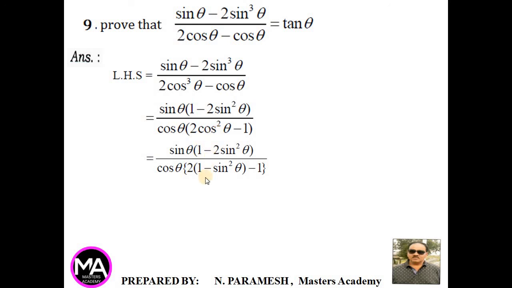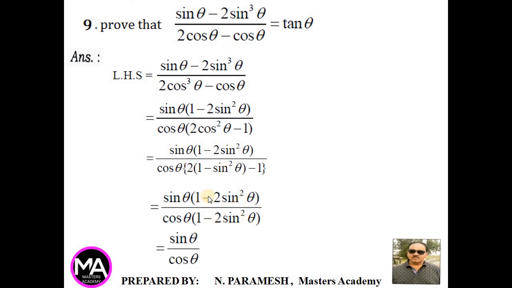That is equal to sin theta into 1 minus 2 sin square theta as it is, cos theta as it is, of 2 as it is; cos square theta is nothing but 1 minus sin square theta, minus 1. That is equal to sin theta of 1 minus 2 sin square theta divided by cos theta. 2 ones are 2, minus 1 is 1, minus 2 sin square theta. 1 minus 2 sin square theta in the numerator and in the denominator get cancelled. Sin theta by cos theta, that is equal to tan theta, that is RHS.